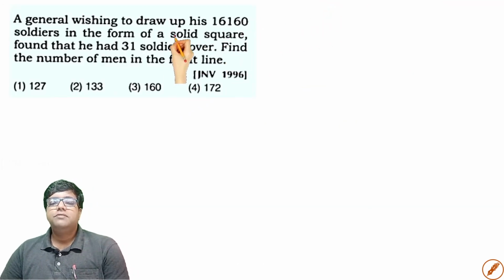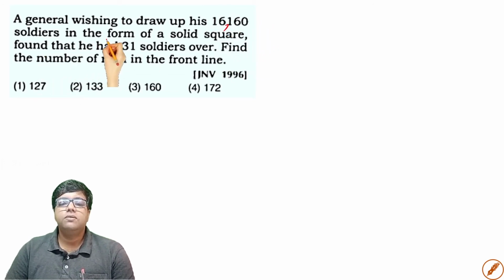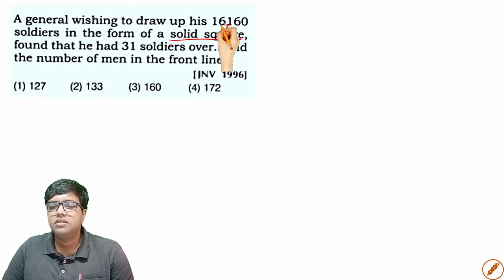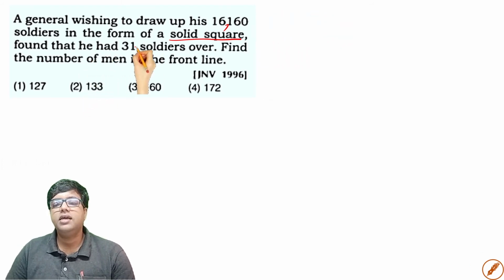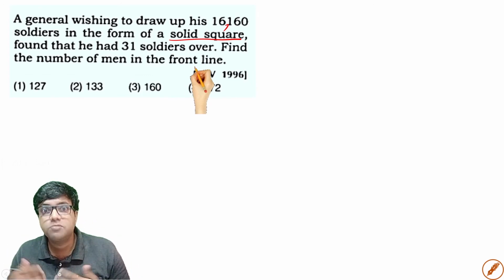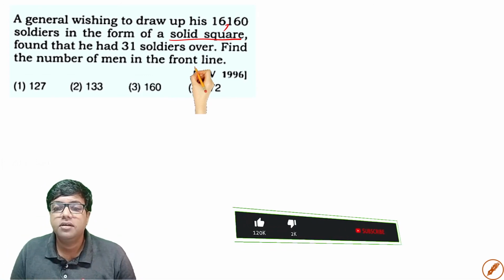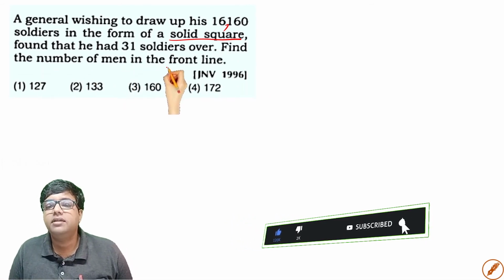A general wishing to draw up his 16,160 soldiers in the form of a solid square. Okay, so there are these many soldiers and he wants to draw them up in a solid square, and found that he had 31 soldiers over. So he had 31 soldiers more after forming the square. Okay, so find the number of men in the front line.